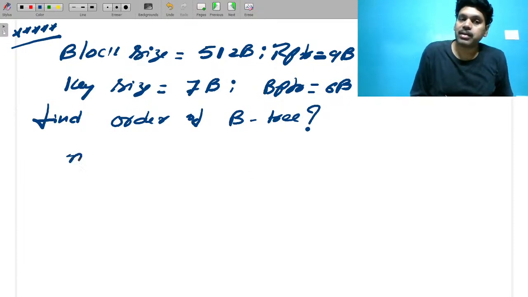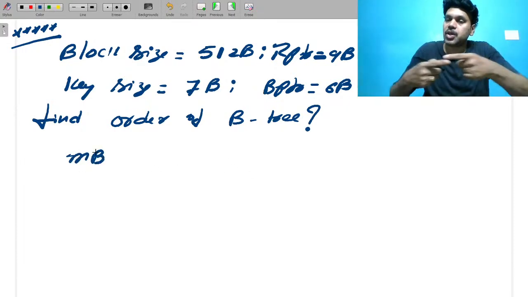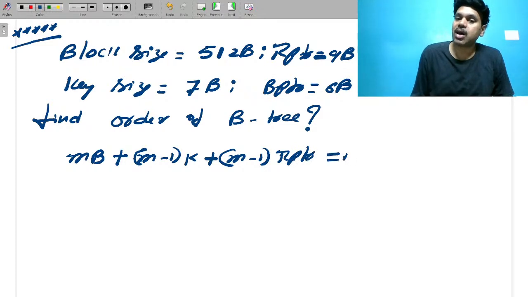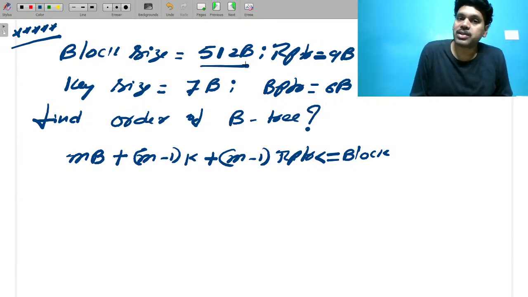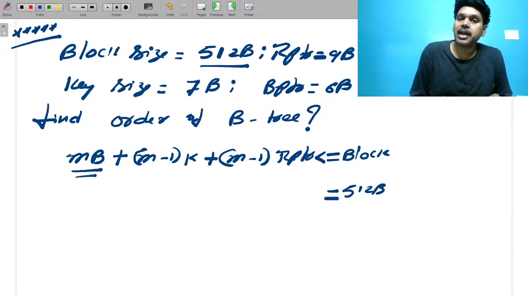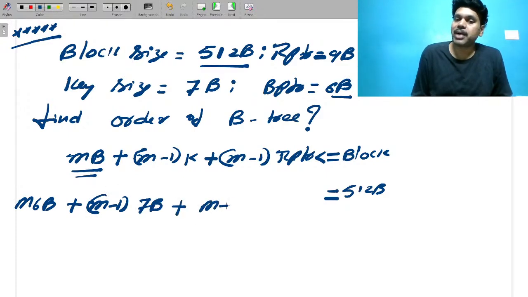Order of B tree: M block pointers, M minus 1 keys, and M minus 1 record pointers. This is your B tree structure. They are all available in your block, so the total must be lesser than or equal to the block size. Now block size is 512 bytes, M block pointers of 6 bytes each, M minus 1 keys with key size 7 bytes, and M minus 1 record pointers of 9 bytes.